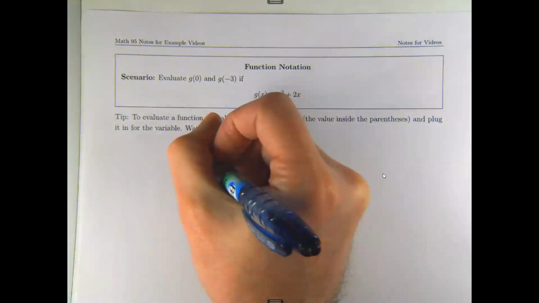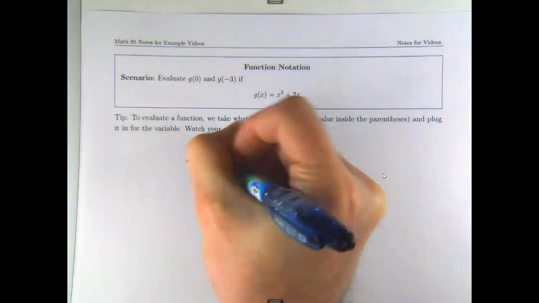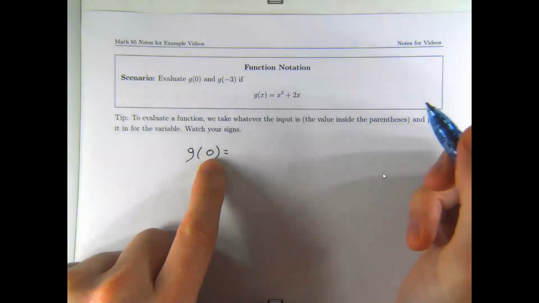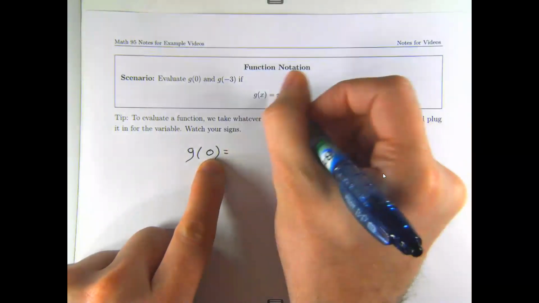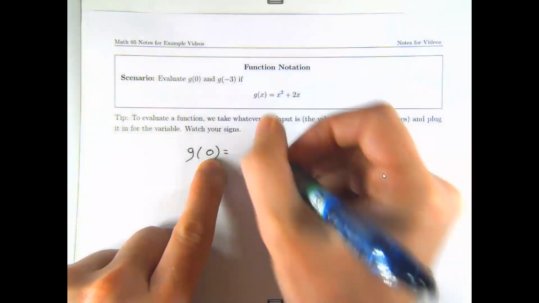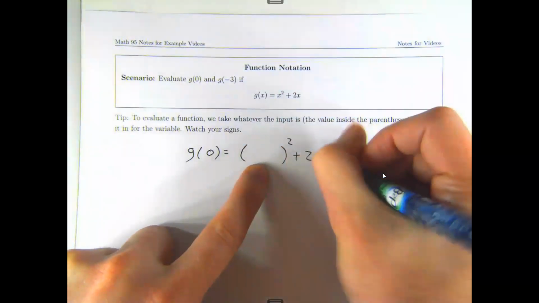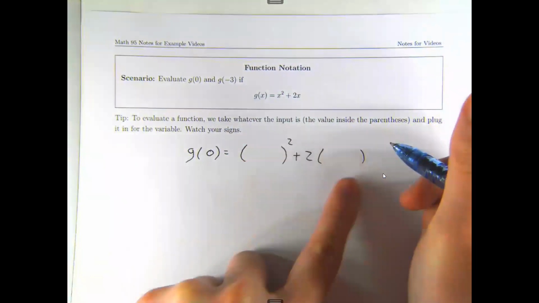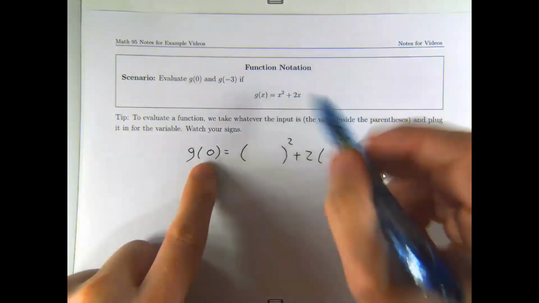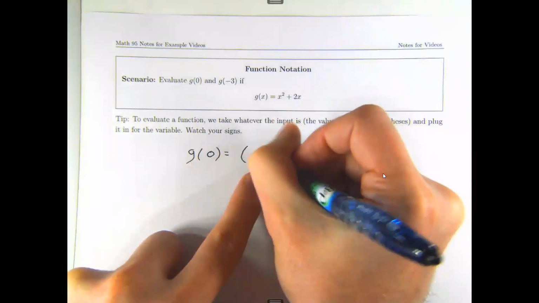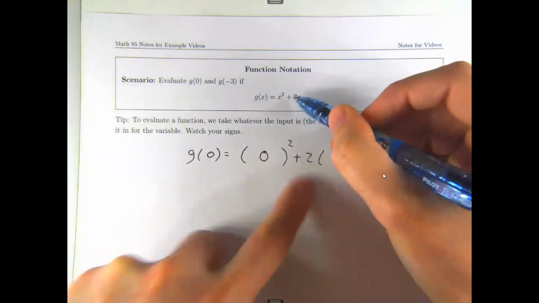For example, if I had g of 0, I'm going to take this inside number, this input, and everywhere where I used to have an x before, in the x squared and the 2x, I'm going to put in this number 0 instead of the letter x. So I'm going to have 0 squared plus 2 times 0.